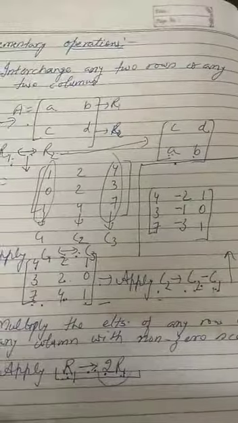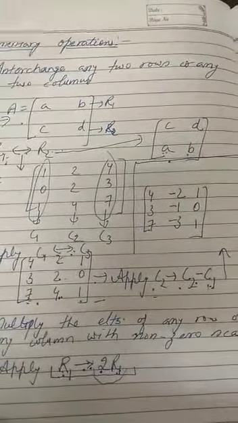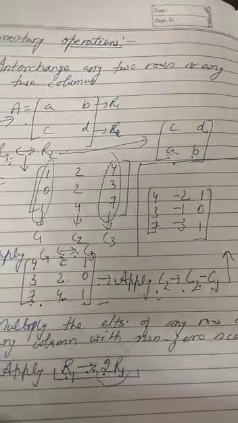Let me repeat. The first operation says we can interchange any two rows or any two columns. Second operation says we can multiply the elements of any row by a non-zero scalar, and the same thing can be done with the columns as well. And the third operation says that we can add the elements of any row to the elements of any other row, or the elements of one column to the elements of some other column. Definitely it will be done within the same matrix only, right?